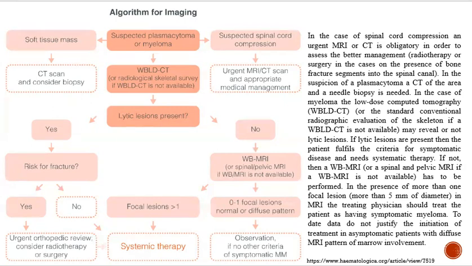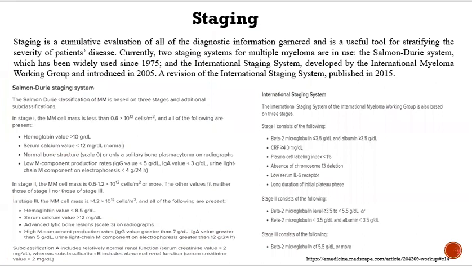If not, then MRI has to be performed, and in the presence of more than one focal lesion on MRI, the treating physician should treat the patient as having symptomatic myeloma. To date, data do not justify the initiation of treatment of an asymptomatic patient with a diffuse MRI pattern of marrow involvement. Staging is a cumulative evaluation of all diagnostic information gathered and is a useful tool for stratifying patients with serious disease.